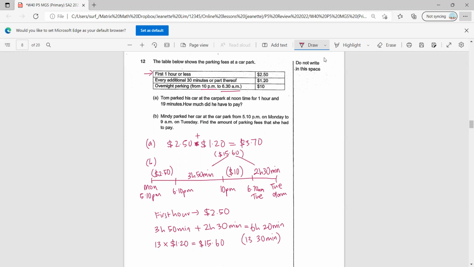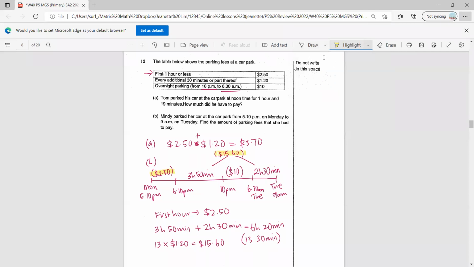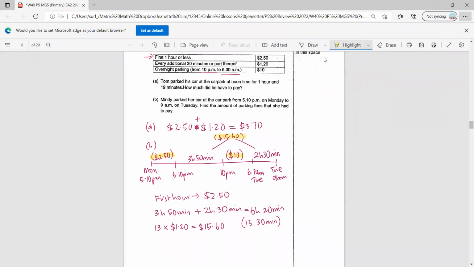So now the total amount that you need to pay will be this, and this. So 250, 1560 plus $10. Answer.